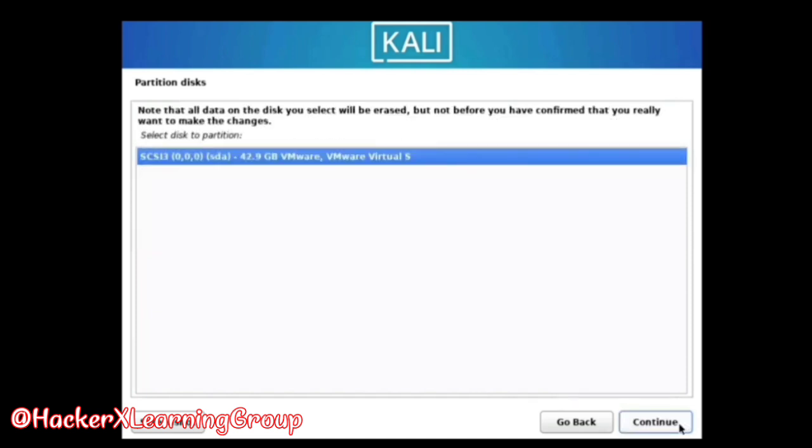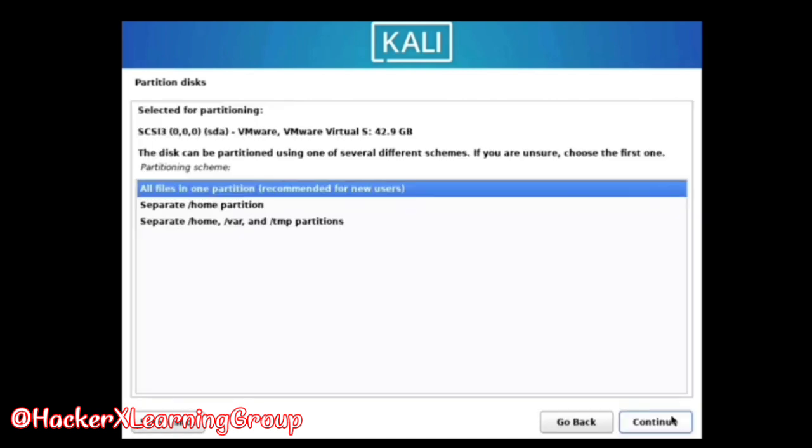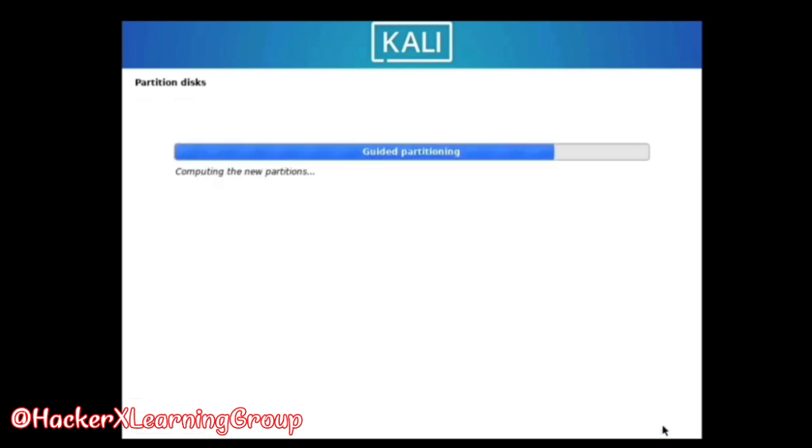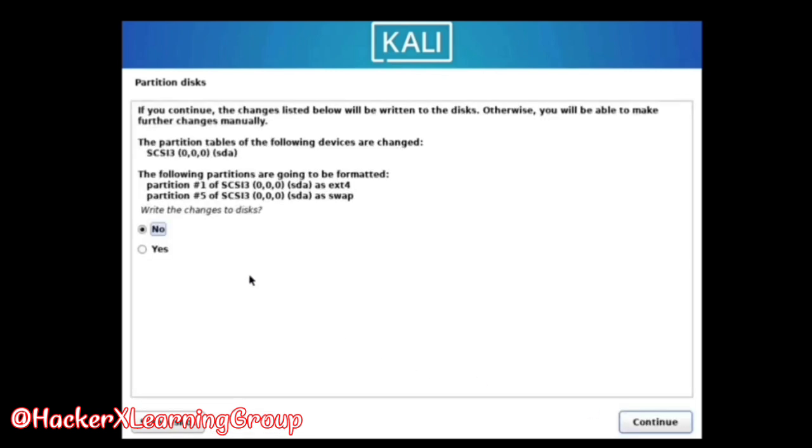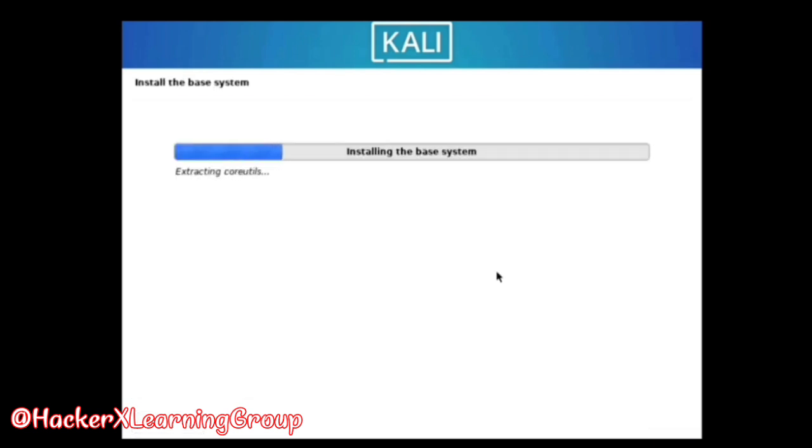Click on continue, click continue again. Keep this selected to all files in one partition. Click on continue. Then keep this selected to finish partitioning and write changes to disk. Click continue. Write changes to disk. So click on yes. Click on continue. And the installation of the base system will be started. So again, wait for some time until you get the next screen.